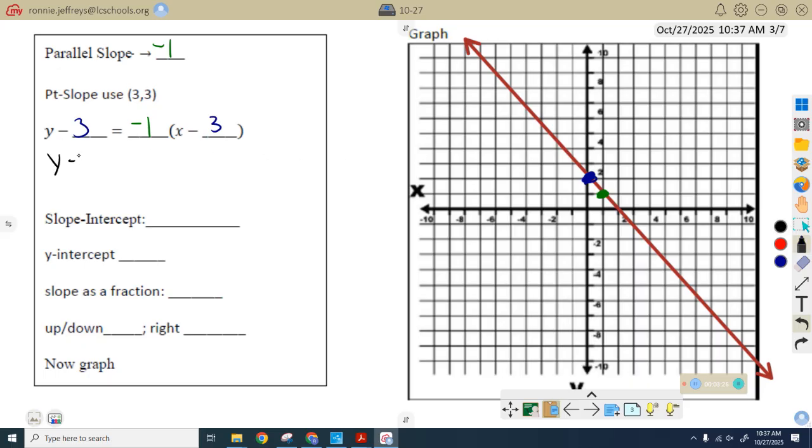All right. That's 3. All right. Changes all these signs, so that's -x plus 3. Now we have equals -x plus 6. All right. That means our y-intercept is 6.